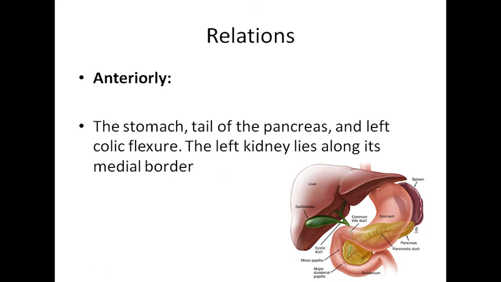Now when we talk about the relations of the spleen, anteriorly we can see the stomach. Along with the stomach we can see the tail of the pancreas and the left colic flexure, right?